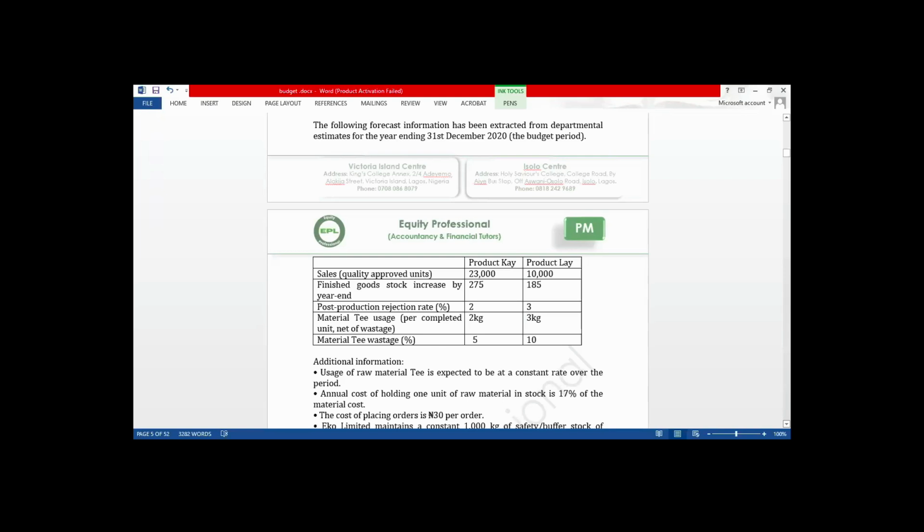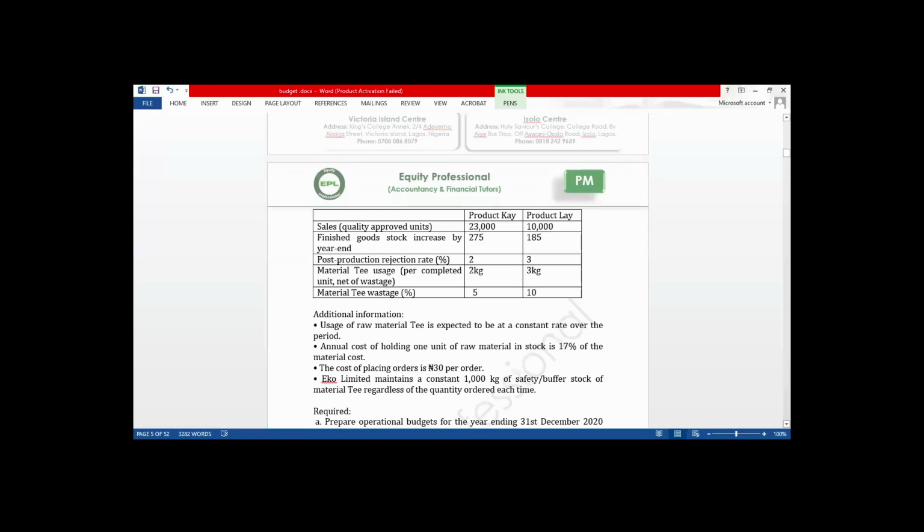Additional information. Usage of raw material T is expected to be at a constant rate over the period. Annual cost of holding 1 unit of raw material in stock is 17% of material cost. Next, the cost of placing an order is 30 naira per order. Eco Limited maintains a constant 1,000 kg of safety or buffer stock of material T, regardless of the quantity ordered each time.